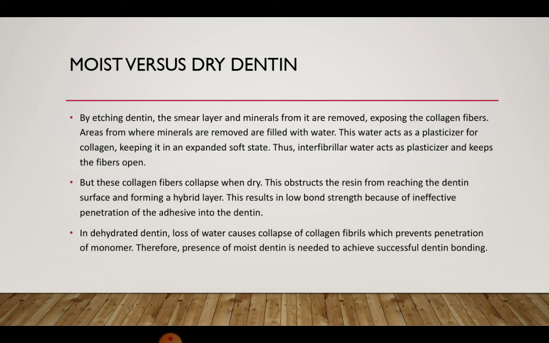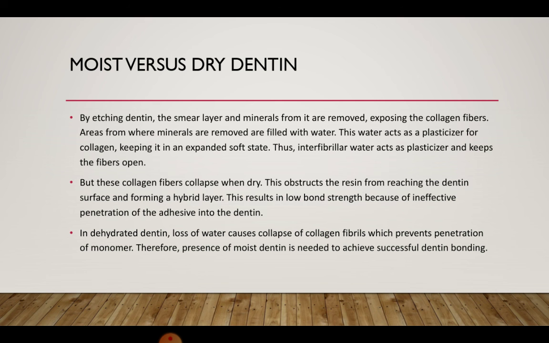So as we know, dentine is hydrophilic in nature. It consists of water, and the water is there in between the collagen mesh, and this interfibrillar water acts as a plasticizer and keeps the fibers open. But these collagen fibers collapse when dry. That means if we dehydrate the dentine, if we make the dentine totally dry, then what happens? These collagen fibers collapse because the interfibrillar water is removed. They collapse when the dentine is dried.